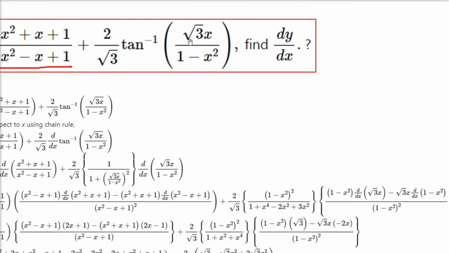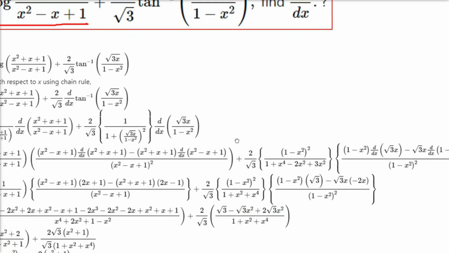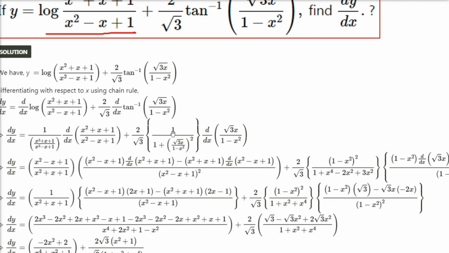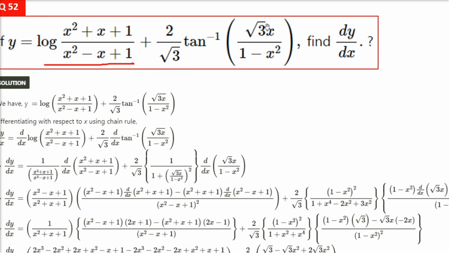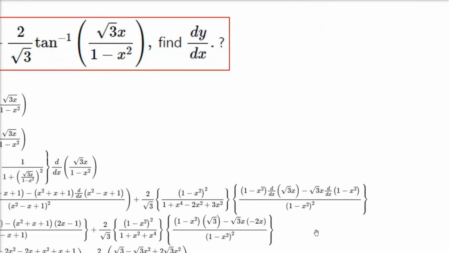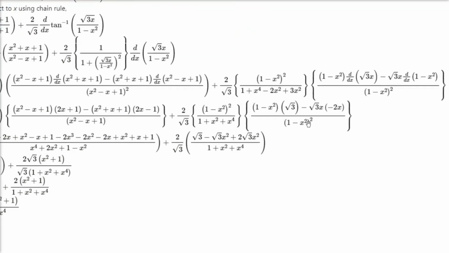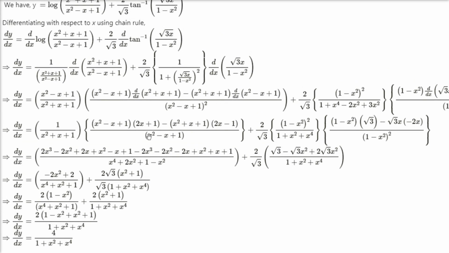Now this other term, 2 by under root 3, tan inverse root 3x by 1 minus x square. So 2 by root 3, 1 minus 1 by 1 plus x square. Tan inverse differentiation is 1 by 1 plus that thing square. Then it is the differentiation of this term, root 3x by 1 minus x square, and that will be of p by q, quotient rule. So you know how to do this. The final result will be like this, of two terms. When you combine, this will be 4 by 1 plus x square plus x to the power 4.